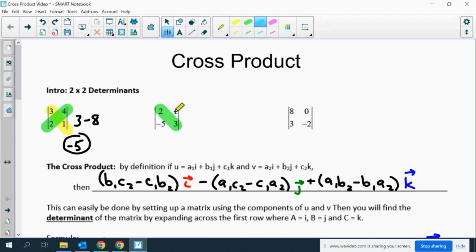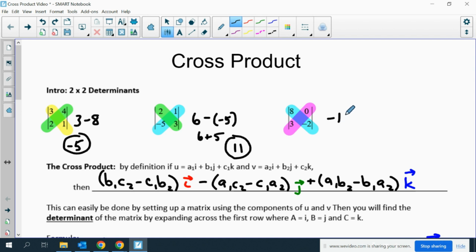Problem 2, we have 2 times 3, which is 6, minus 5, or 1 times negative 5. So 6 minus negative 5, or 6 plus 5. So the determinant of the second one is 11. The third one, negative 16 minus 0. So we get negative 16. So that's how you find determinants of 2x2 matrices.